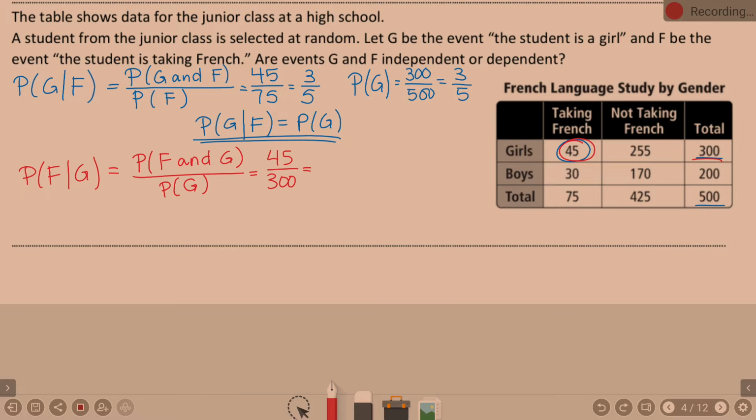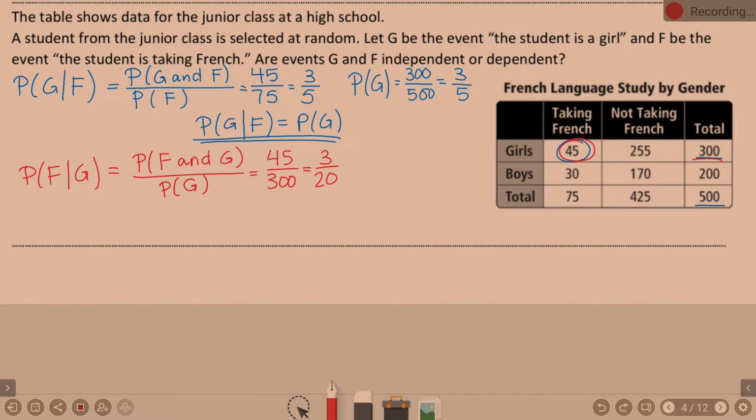45 over 300. Top and bottom divide by 5s at least, right? What are you down to? 3/20. Which means they both divide by 15 is what actually happens. You could have gone by 5 and worked your way down. Now, I'm not comparing this to the first round. I'm comparing this, the probability a student is taking French given they are a girl.